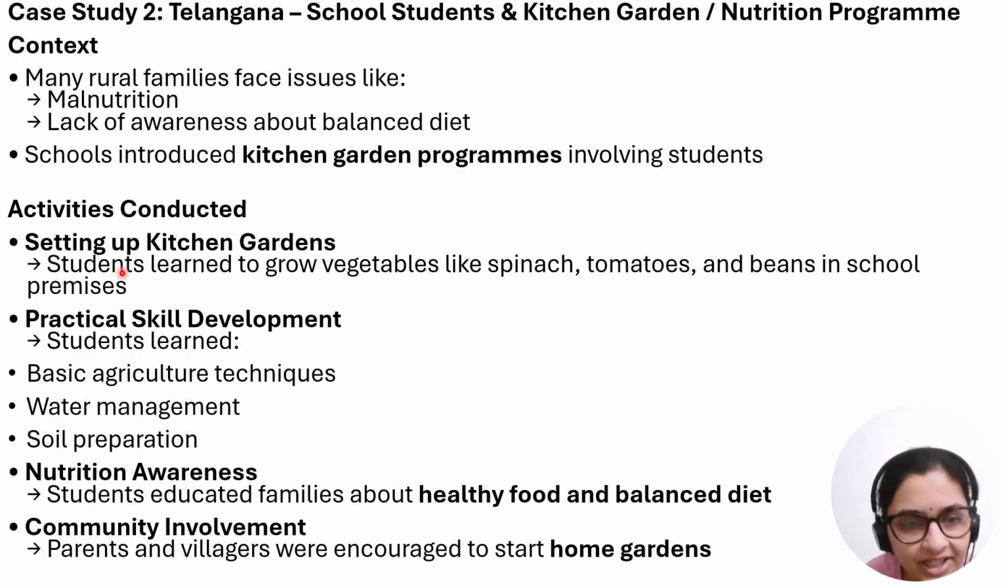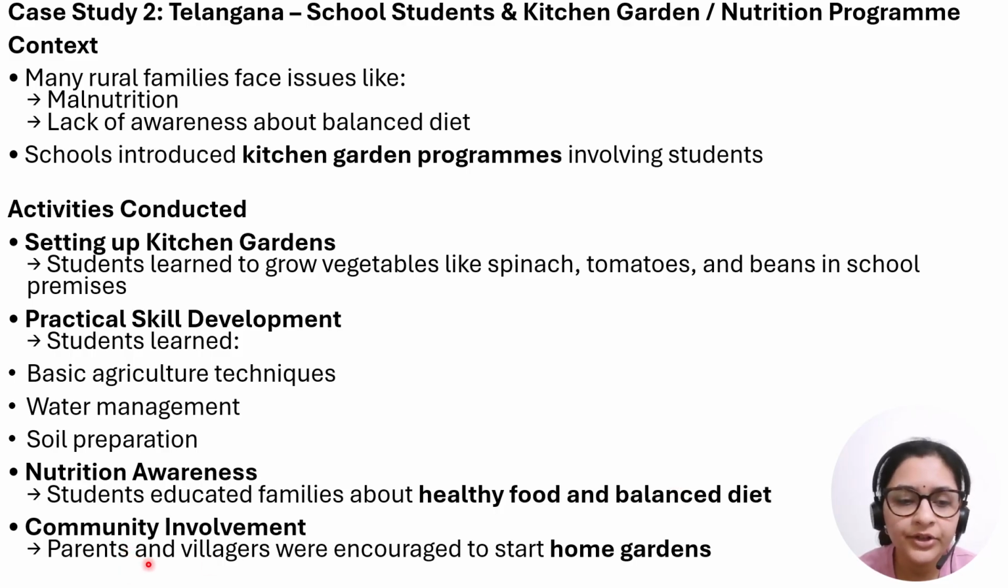Setting up kitchen gardens. Students learn to grow vegetables like spinach, tomatoes, beans in school premises. So how is practical knowledge developed? Students learn basic agricultural skills, water management, and soil preparation. Students also gain nutritional awareness and educate their families about healthy food, balanced diet, and how to grow their own vegetables in their kitchen to reduce their costs.